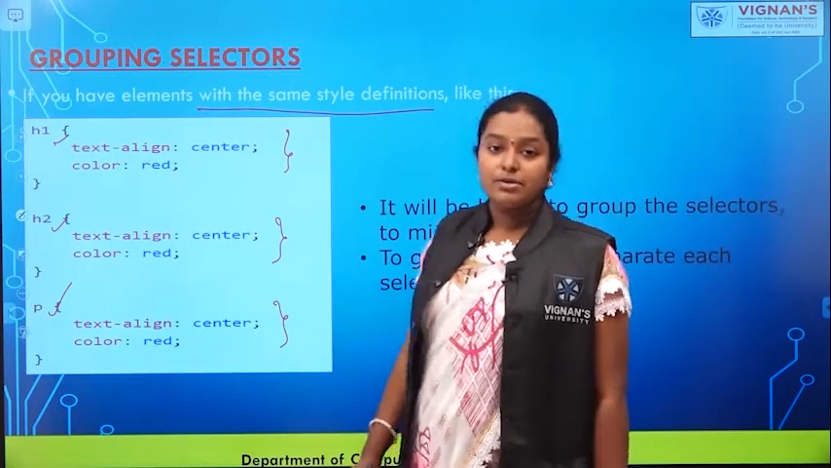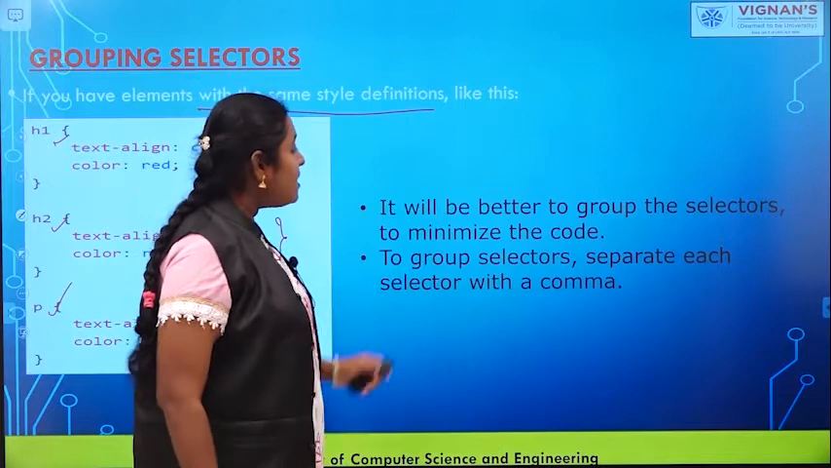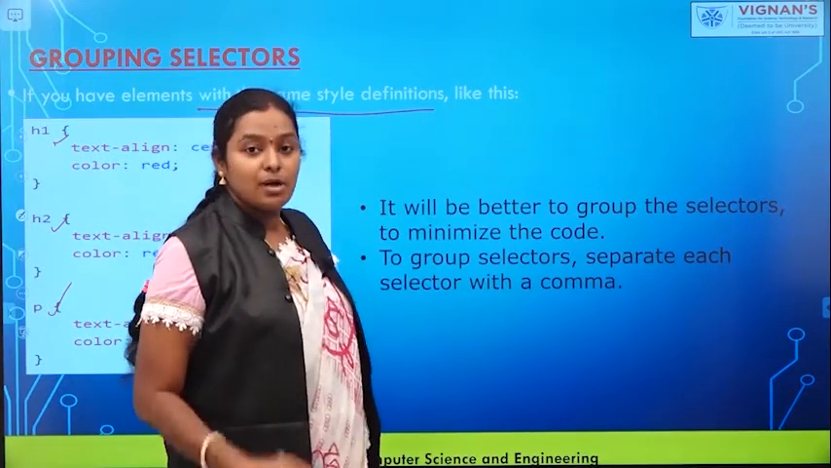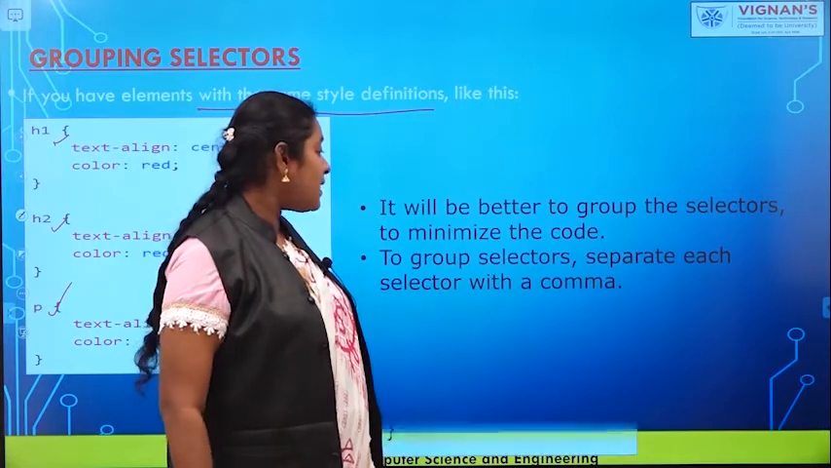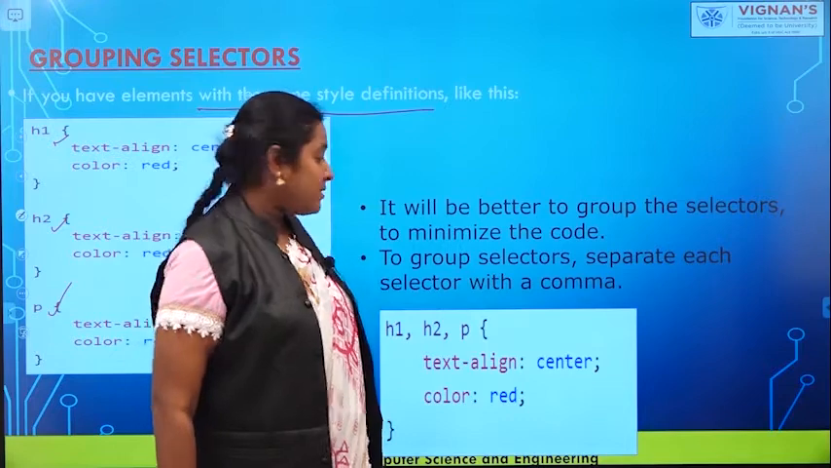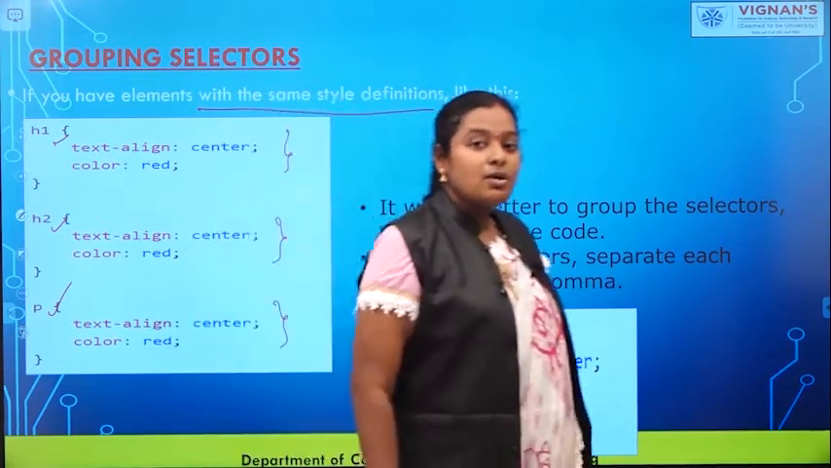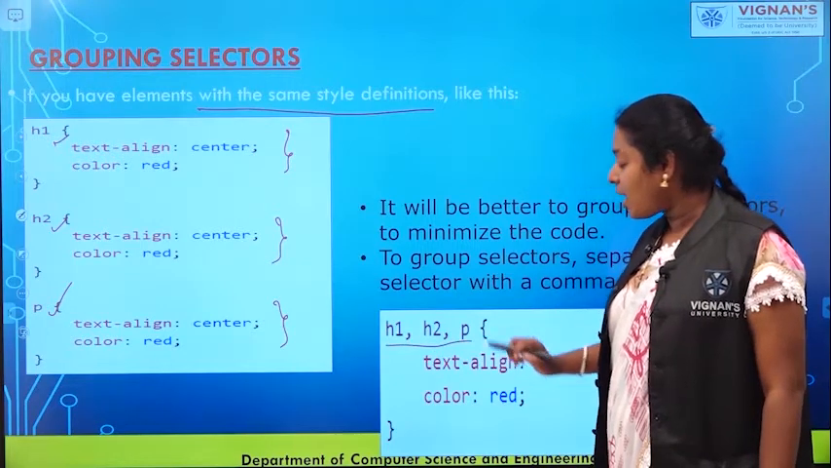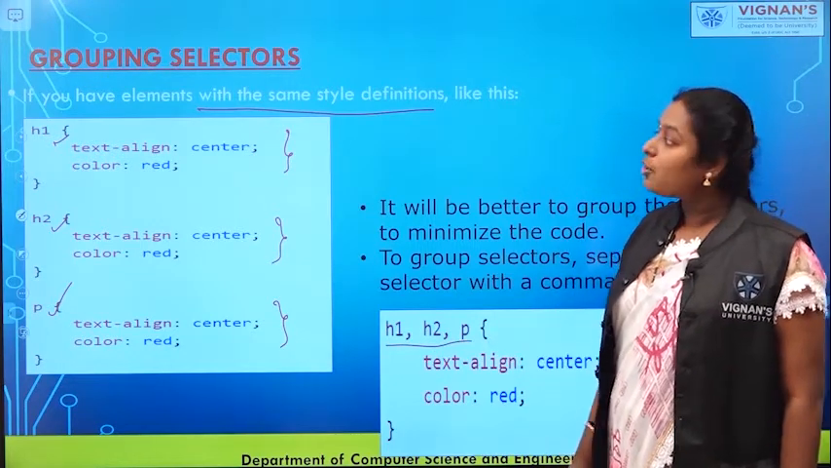So how will you reduce the coding? It will be better to group the element selectors to minimize the code. The grouping selector is separated by commas. So for all these three tags, you will write the code like this: H1, H2, P. This is called a grouping selector.